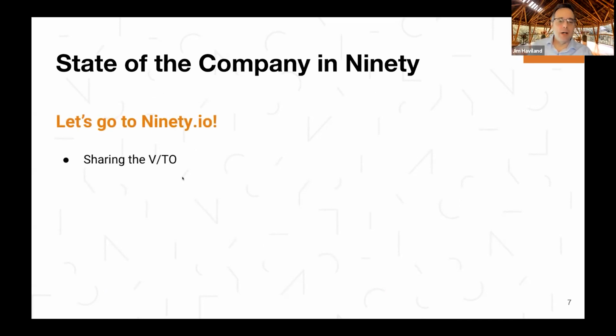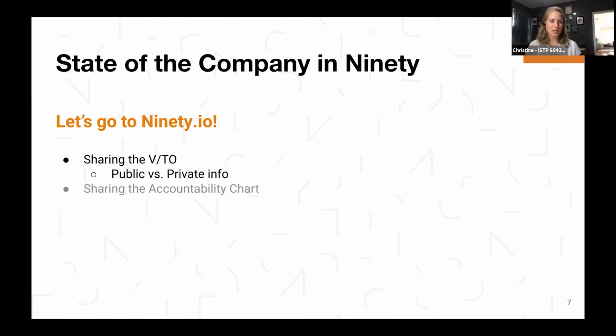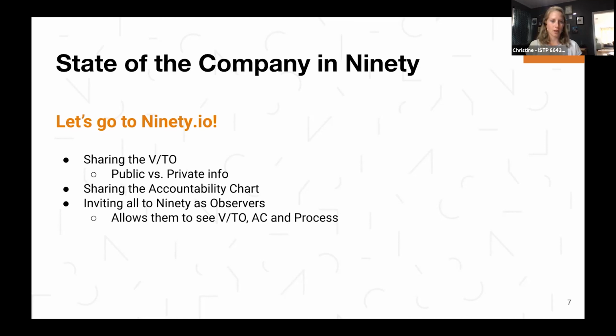All right. Let's go over to 90. We want to go into the software a bit, and I'll cover a couple of specific things. Sharing the VTO, we talked about a lot. I also want to get into the accountability chart, because we will typically share that, especially if you're in a huge growth stage and adding a lot of new seats quarter to quarter, making sure there's visibility there in the state of the company meeting.